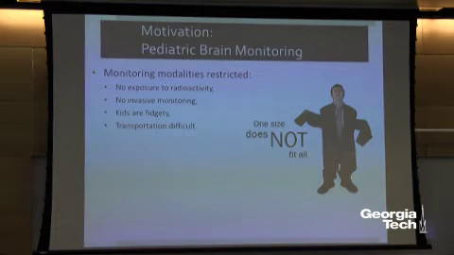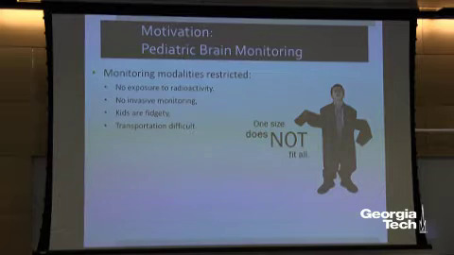So in particular, I'm interested in pediatric brain monitoring. The reason for this is because, as opposed to adults, where there are many different modalities that you can use to monitor the brain, like MRI, PET, SPECT, CT, in kids the monitoring modalities are a little more restricted. You certainly don't want to expose children to radioactivity if you can help it. You don't want to do anything invasive. Most importantly, kids move around a lot.